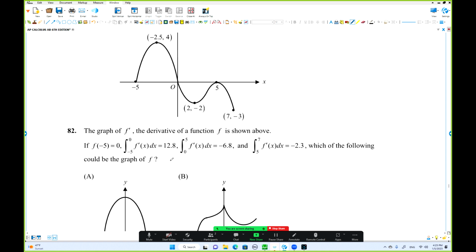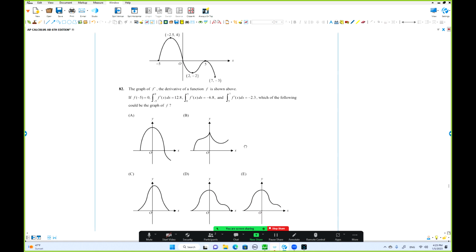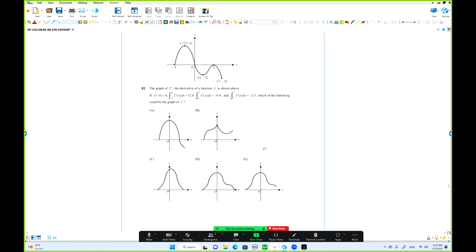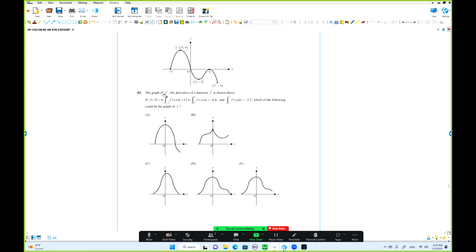All right, number 82. This is the graph of f prime. These are derivative functions, okay? This is the y equals f prime of x graph, okay? By initial, okay? At x equals 5, y equals 0.